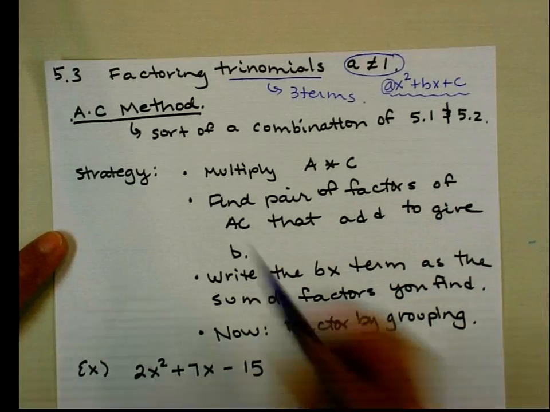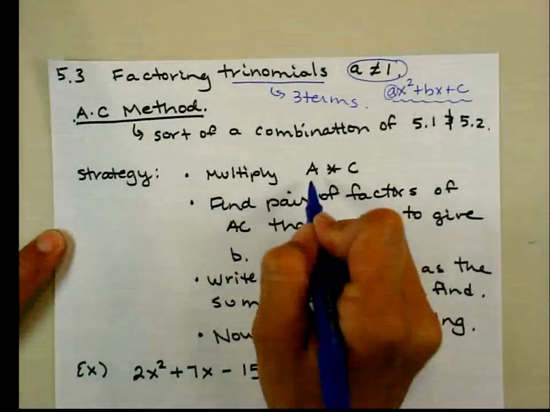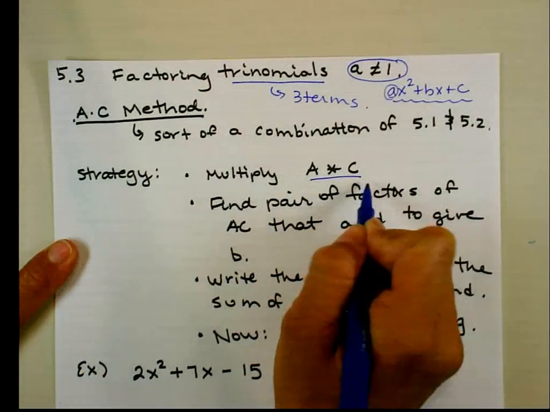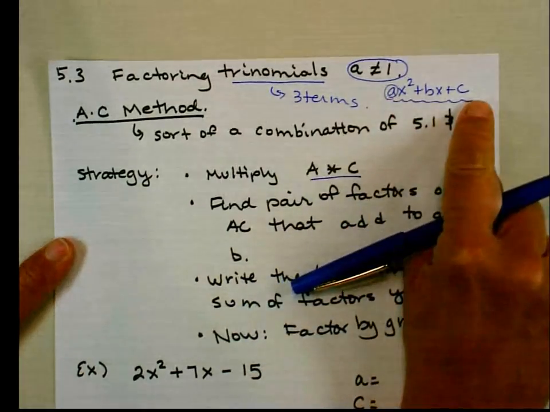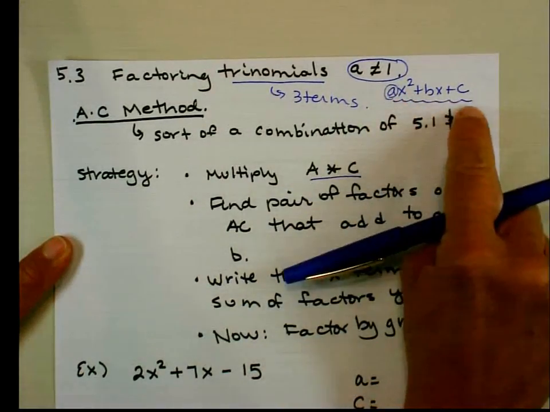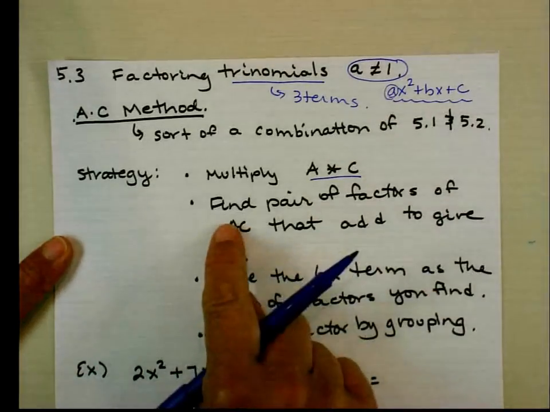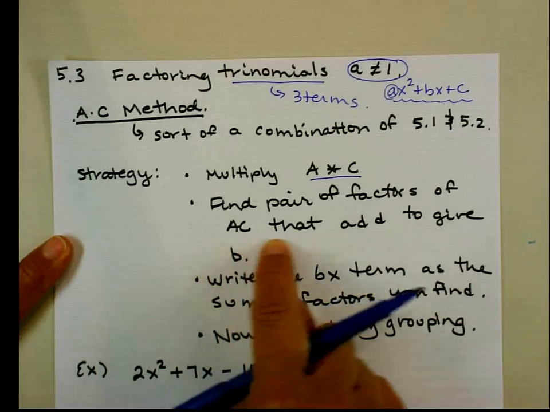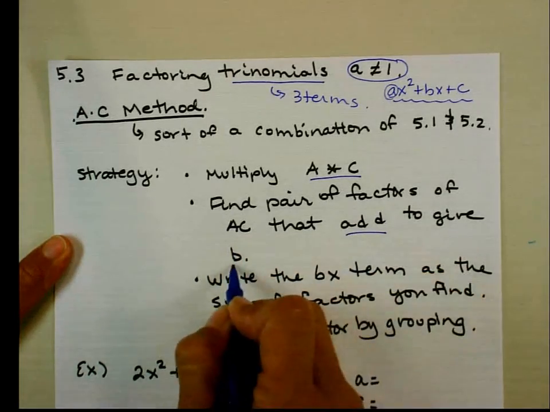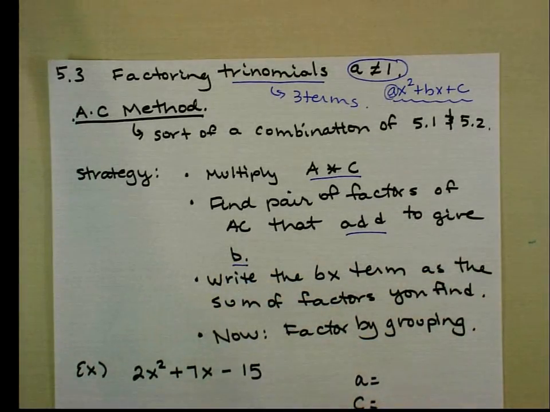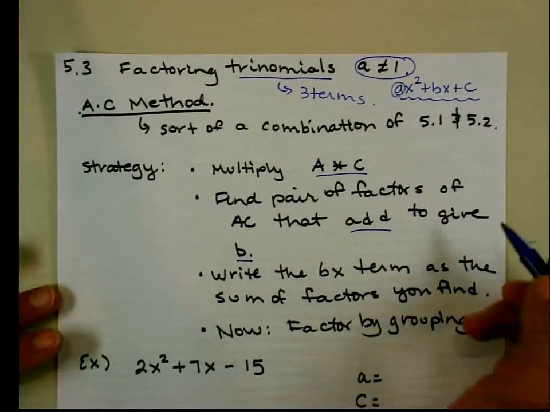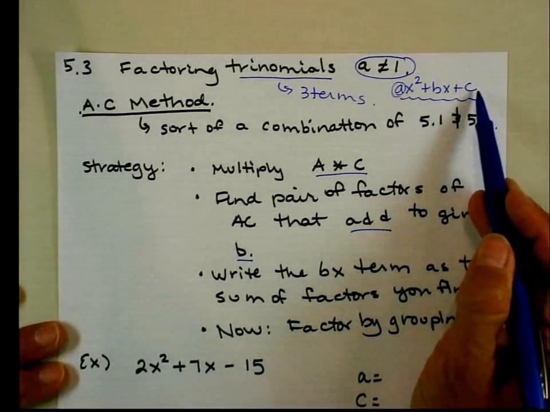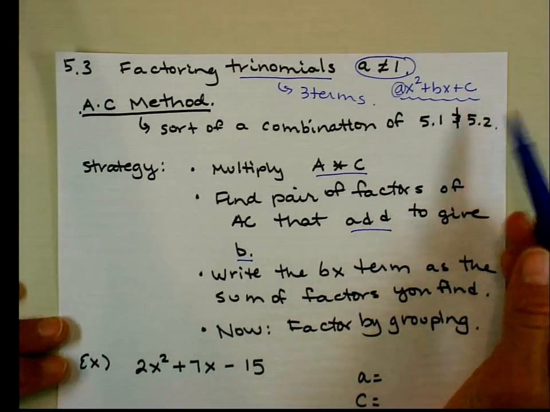Okay, so here's the strategy. Here are our steps. So we multiply a times c. A times c. So the leading term times the constant term. Then we're going to find a pair of factors of a times c that add to give b, or subtract to give b depending on the sign. If c was negative, they subtract. If c is positive, they add.